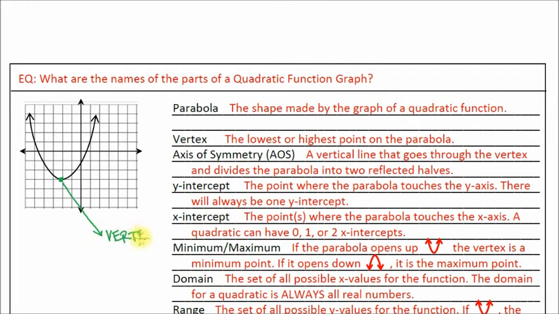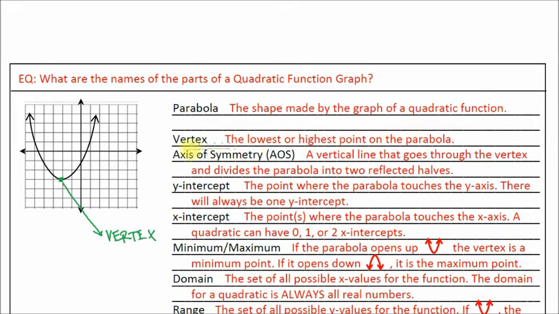Now notice it says it can be the highest or lowest point. If the parabola faces up, the vertex will be the very lowest point on the parabola. If the parabola faces down or opens down, it will be the highest point.